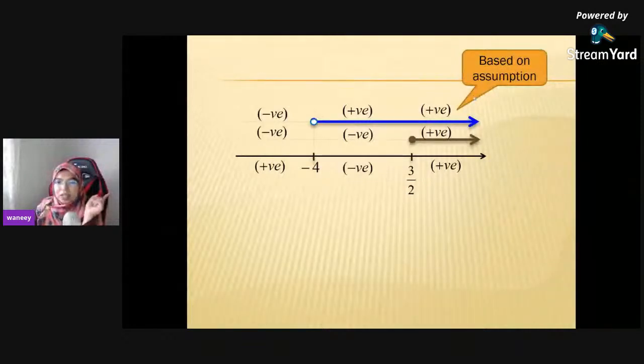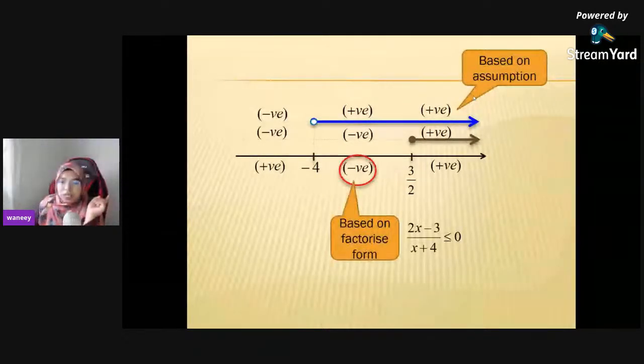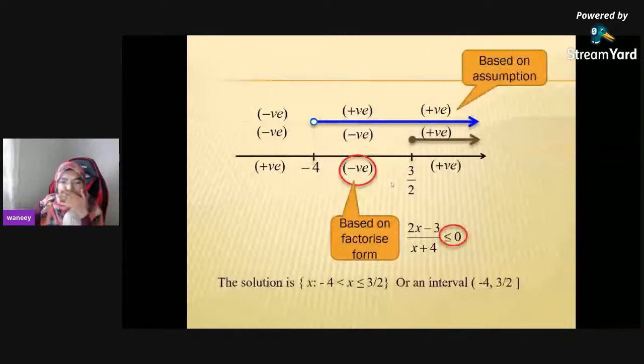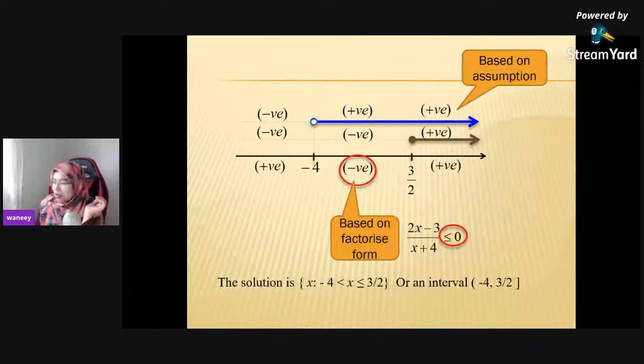So now let us refer to the question. So the question wants us to find out the answer for (2x minus 3) over (x plus 4) less than or equal to 0. That means we are looking for some negative answer. So that is why this is your answer, negative 4 up until 3 over 2. So it should be x greater than negative 4 and x less than or equal to 3 over 2, or an interval negative 4 up until 3 over 2. So I can see that all 7 of you get the correct answer. So 7 betul lah. So well done everyone.